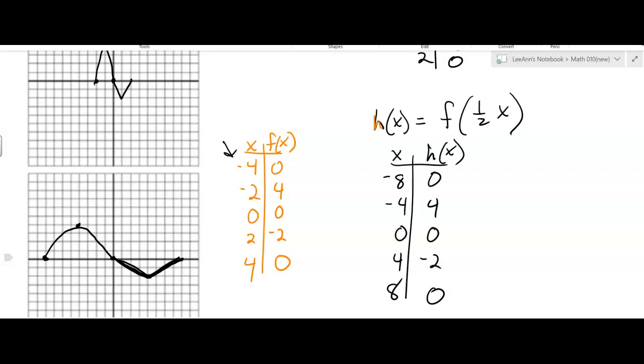Okay, but that's how you do a horizontal stretch and compression. So up here it was a shrink, the accordion's going in, and here it's a stretch, like the accordion's going out.